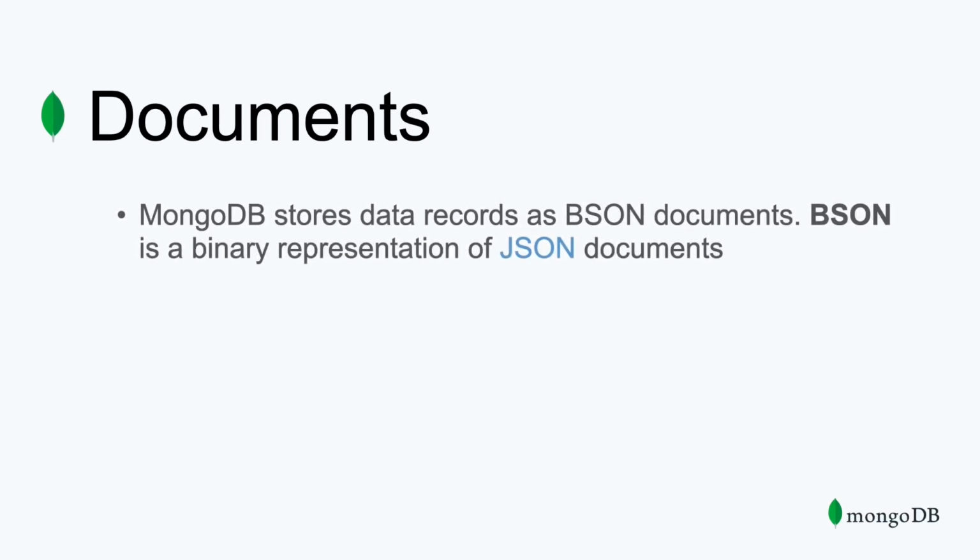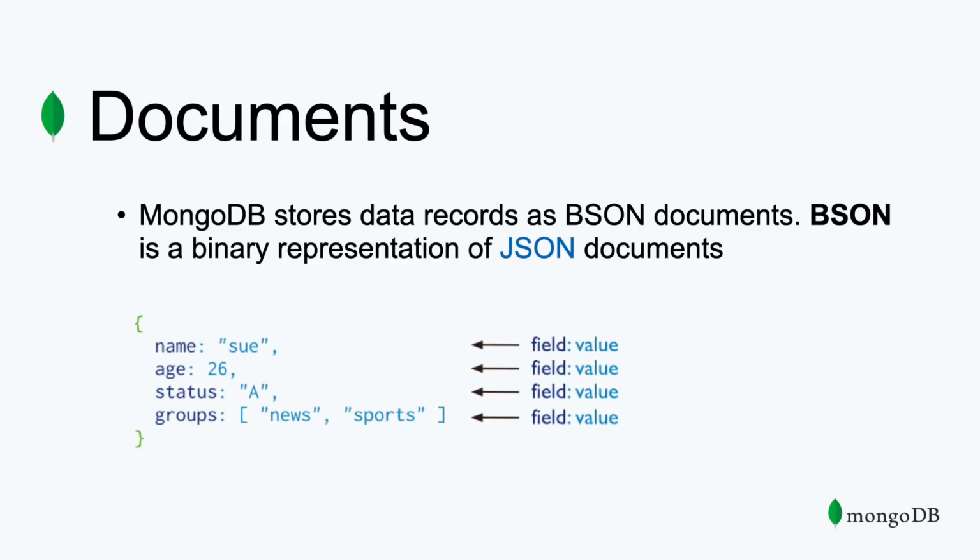Mongo stores data records as BSON documents, and these are like a binary representation of JSON documents. So in this example here, we have a person document, right? It's just a JSON object with some properties and values: name, age, status, and then groups. So you could have strings, you could have numbers, enums, arrays, so on and so forth.